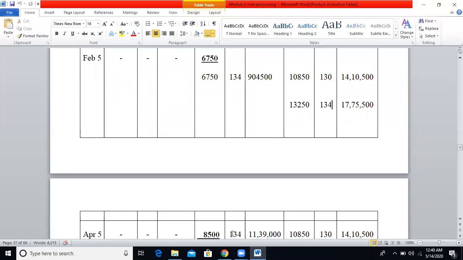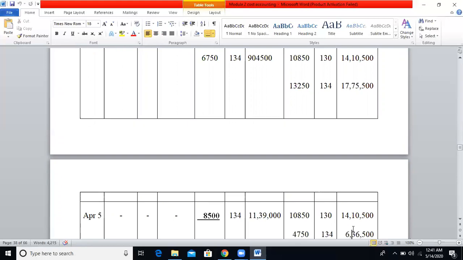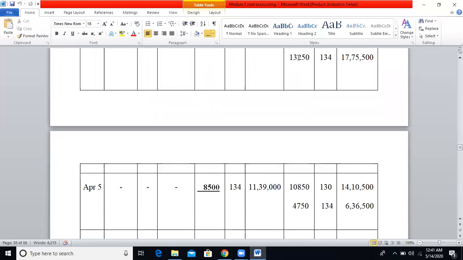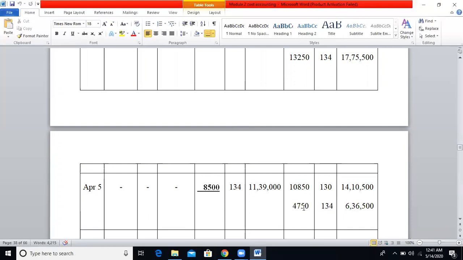8,500 into 134, you will get 11,39,000. Still we are having the opening balance units, that is 10,850 at the rate of 130. You will get the value as 14,10,500, and out of 13,250, now you have issued 8,500 units. If you issued 8,500 units, the remaining balance will be 4,750 units. At what price? 134. So 4,750 into 134, you will get 6,36,500.